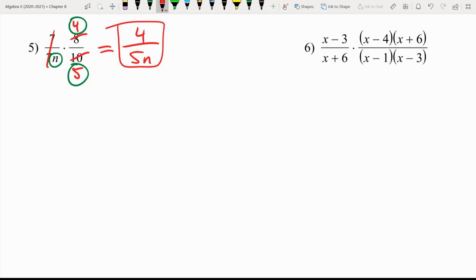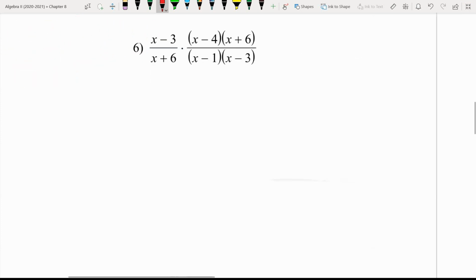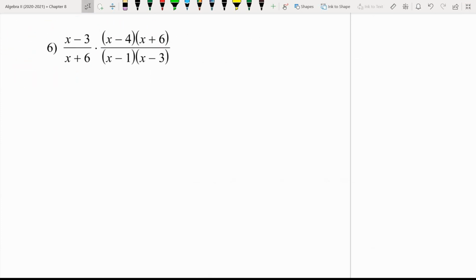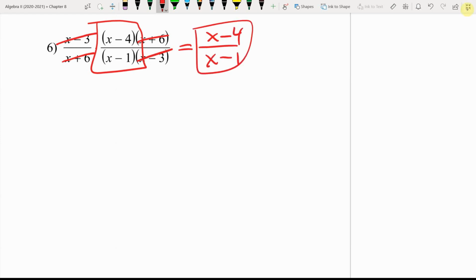All right, number 6 was already factored for you, so you didn't have to do any real work on it besides just figuring out what is in common and canceling those out. So you can see there's x minus 3 on top and bottom and x plus 6 on the top and the bottom. So all you're left with is this x minus 4 over x minus 1. And that is your answer. You don't have to do anything past that.